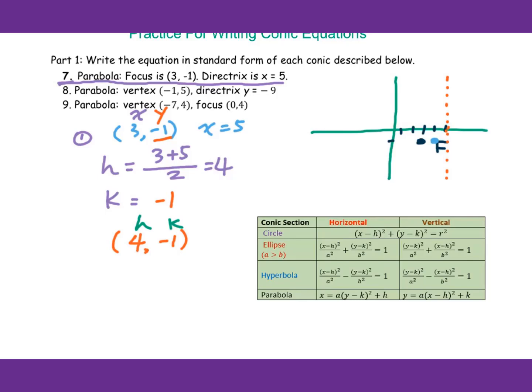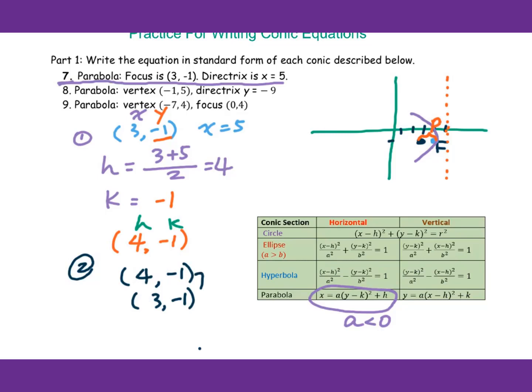From the graph, you could see this opens to the left. Therefore, you have to use x equals, and this a is less than 0. We know that from the focus to this vertex, that's p. So second step, we use (4, -1) and the focus, that's (3, -1). I can figure out p equals 4 minus 3 equals 1.